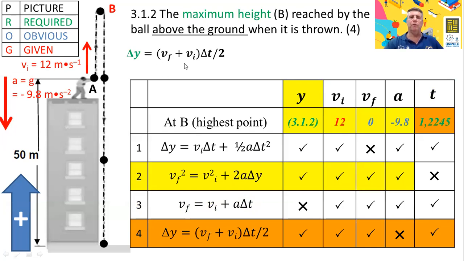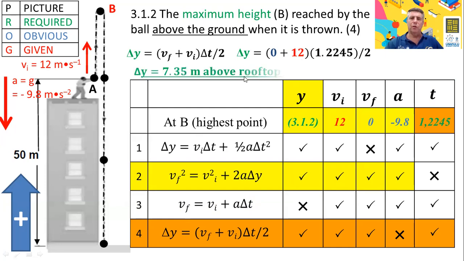So using equation 4, we simply fill in our final velocity was 0, initial velocity 12. Our time carried through from 311 is 1.2245 seconds, and we divide by 2. And when you solve for delta y, we get 7.35. Now remember, the question asks for the maximum height above the ground, and the ball started from a height of 50. So don't forget to add 50 to get the final answer of 57.35 meters above the ground.